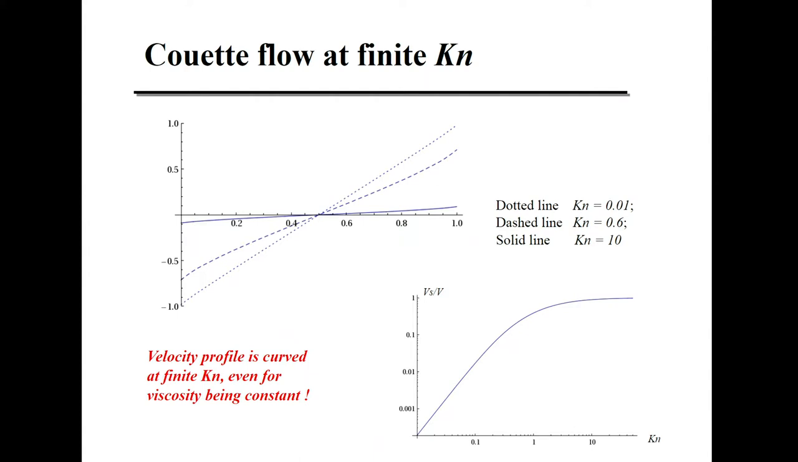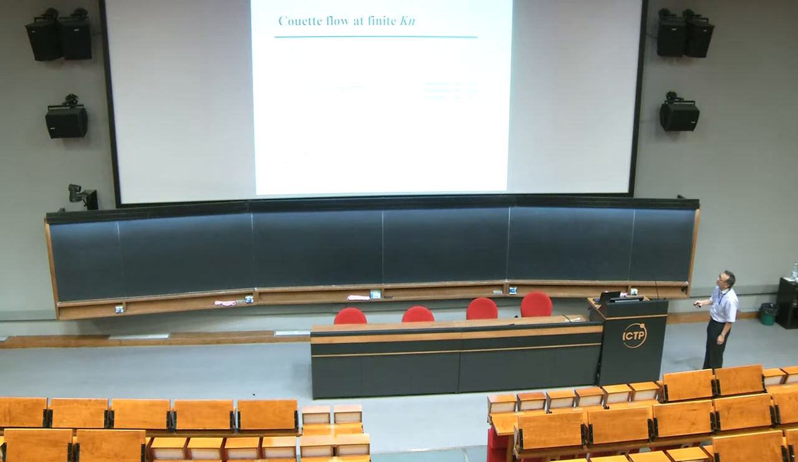Actually, the dashed line is a small Knudsen number, almost like a quiet flow. But when you gradually look at the higher Knudsen number, you find this curve actually bends. And also, it doesn't end at -1 on the wall. It actually has a gap. And that gap is the slip velocity, because the fluid velocity is not, there is a jump to the wall velocity.